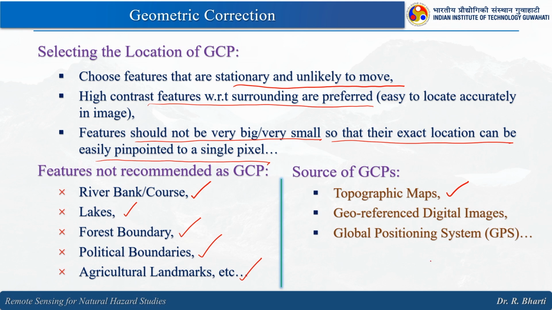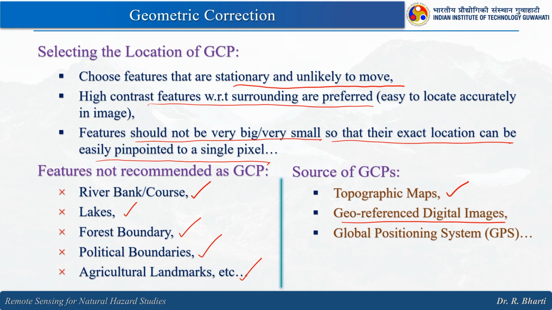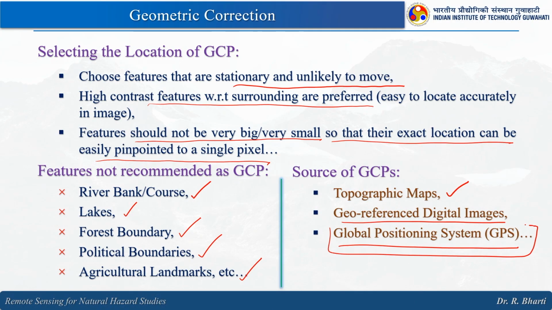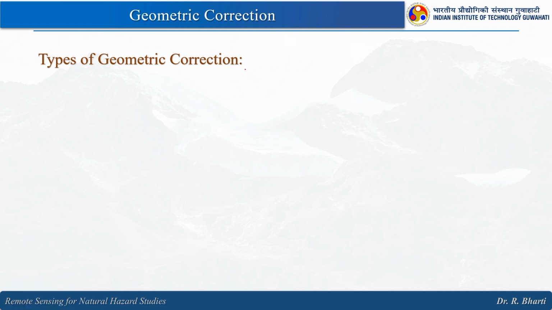Then what are the different sources of GCPs? The first one is the topographic map, that toposheet, which is generated by the Survey of India. That can be used as your reference map, or a georeferenced digital image, one image that you have already georeferenced, which can be used later as a reference for correcting new data. Then there is the global positioning system, the GPS. The latitude and longitude measured with your mobile phone are not accurate. So, in remote sensing, when we are trying to do qualitative or quantitative analysis, we generally prefer GPS, right. Now, we will talk about the types of geometric correction.